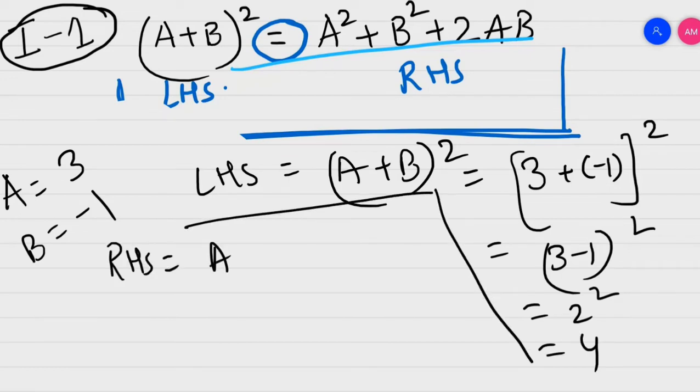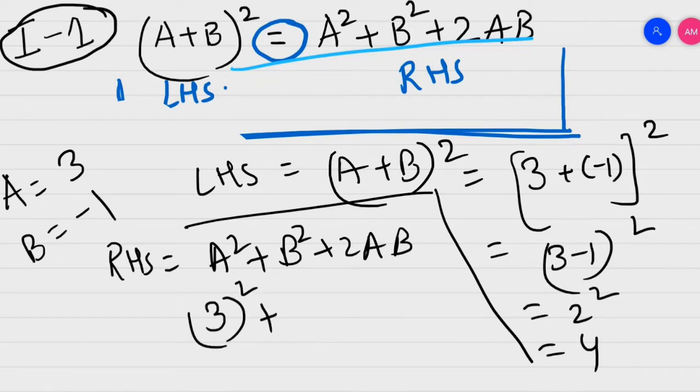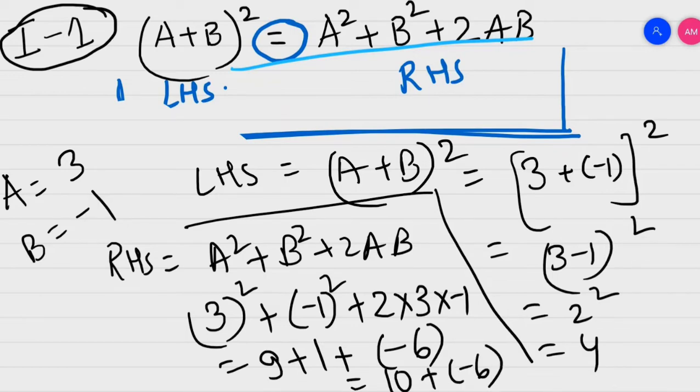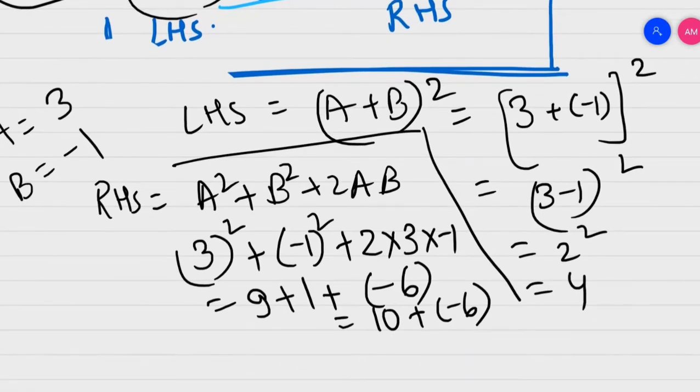Now see what is your RHS. Your RHS is a square plus b square plus 2ab. Your a is 3, so 3 whole square, your b is -1 whole square, plus 2 into 3 into -1. See, 3 square is 9 plus (-1) square, -1 into -1 is 1, plus 2 threes are 6 and 6 into -1 is -6. So you are getting 10 plus -6. 10 plus -6 is 10 minus 6, and that will be equal to 4.